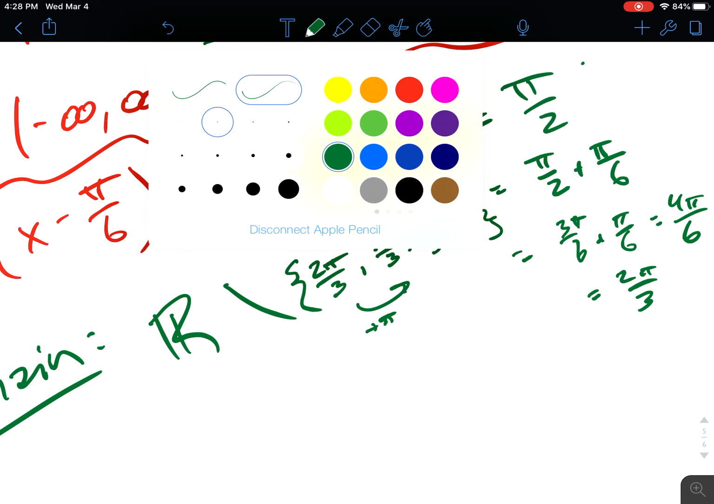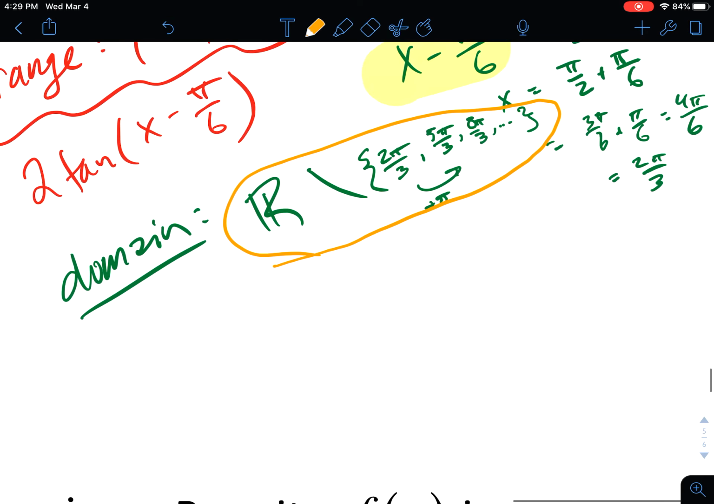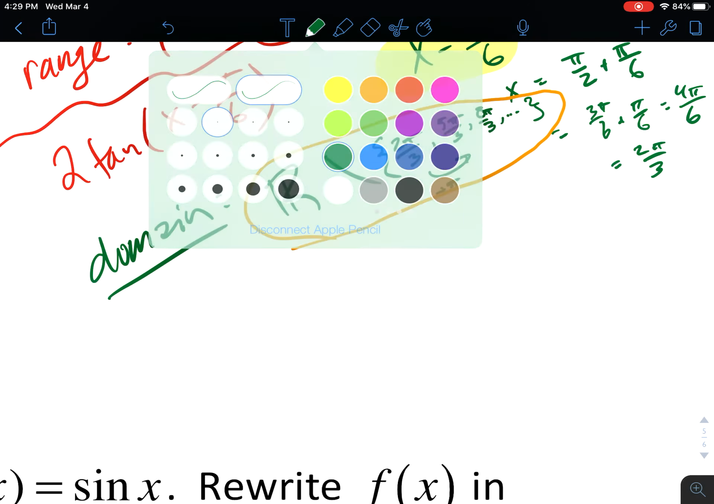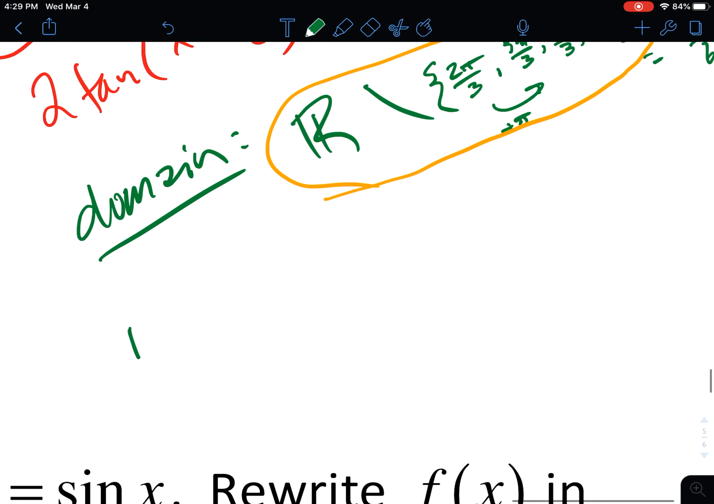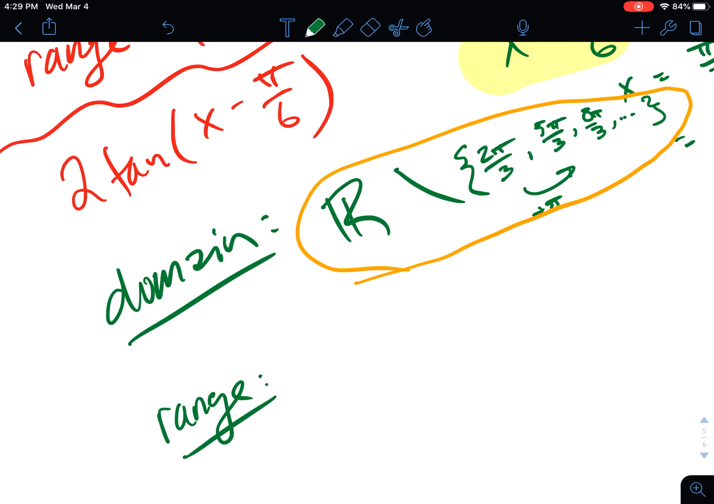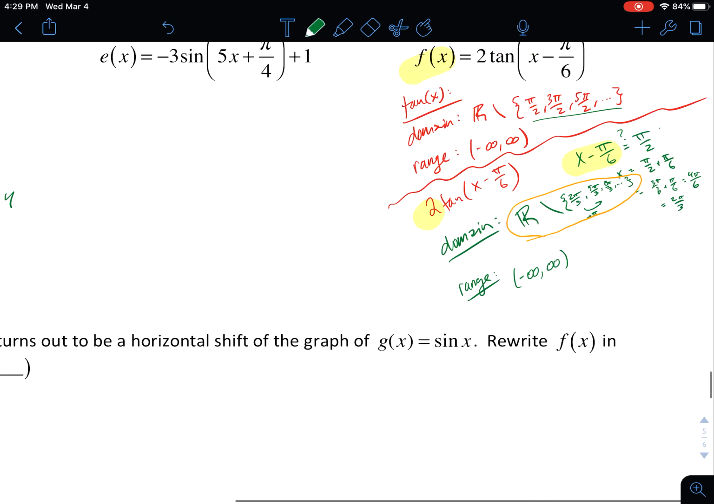It's a little messy, I apologize. But that is going to be our domain. That would be the set of all the numbers that make this curve undefined. Our range before was negative infinity to infinity, and multiplying that by 2 doesn't really make a big difference. And so the range will still be negative infinity to infinity.